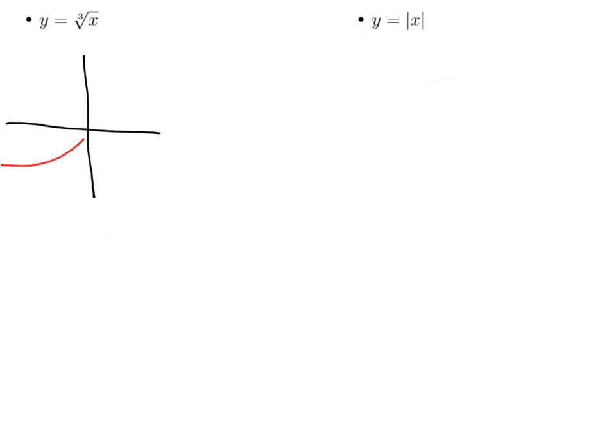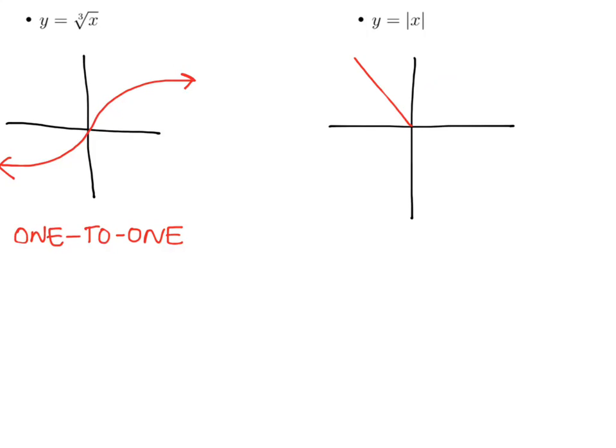Now, again, cube root of x. We did this at the beginning of the year. It's like square root, but both sides, and a little bit less vigor. If you drew a horizontal line, it hits it once only. So this is, in fact, one-to-one. Boom. y equals absolute value of x. Our friend, the V. Oh, horizontal line, hits it twice. Shucks, folks. That one, not one-to-one.